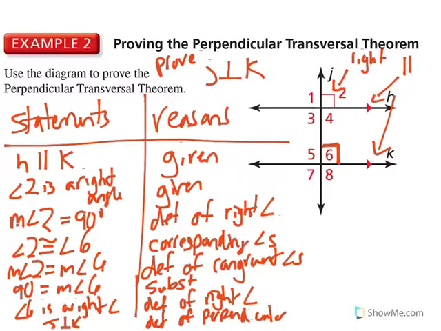Okay. This is just one way you could do this proof. There's probably some different variations. Remember that proofs are just logic. You being able to show these logical statements, being able to make your case as to how J would be perpendicular to K in this case.